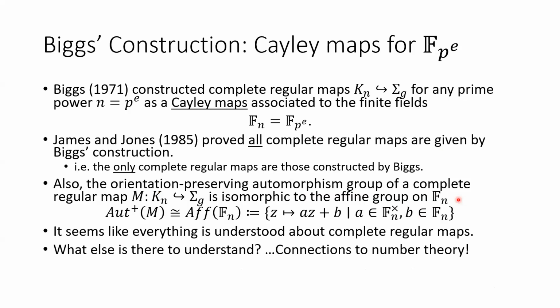And Biggs did more. Not only did he prove that complete regular maps have an underlying graph with a prime power number of vertices, he also gave examples of complete regular maps for each prime power. So he constructed them as Cayley maps for the finite field. So in 1971, Biggs constructed complete regular maps, Kn embedded inside of sigma g, for any prime power n, p to the e, as Cayley maps associated to the finite field with n elements, or p to the e elements.